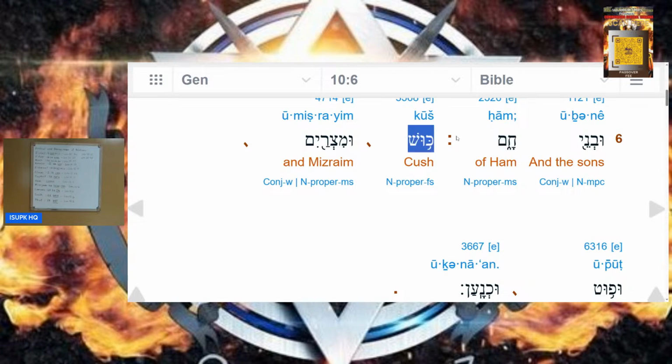Here we have Kush, which is Kawash. So you have a ka, a wa, and a sha. So it's Kawash. Then you have Wa, Matazarium, which is Mizraim. And the wa is an and. So it's saying and Matazarium.